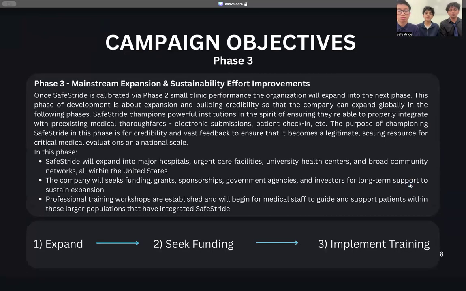Campaign objectives. Phase 3. Phase 3 is mainstream expansion and sustainability effort improvements. Once SafeStride is calibrated via Phase 2 small clinic performance, the organization will expand into the next phase, which is Phase 3. This phase of development is about expansion and building credibility so the company can expand globally in the following phases. Like Phase 2, Phase 3 is the next step into expanding globally.